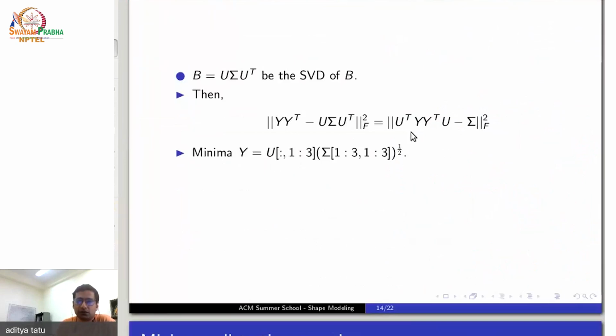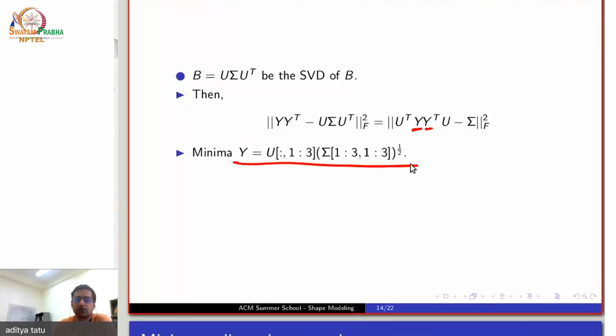And square root, because there is not only Y, there is Y transpose. You square root the sigma values, Y transpose will ensure you get sigma values. So that is your solution.